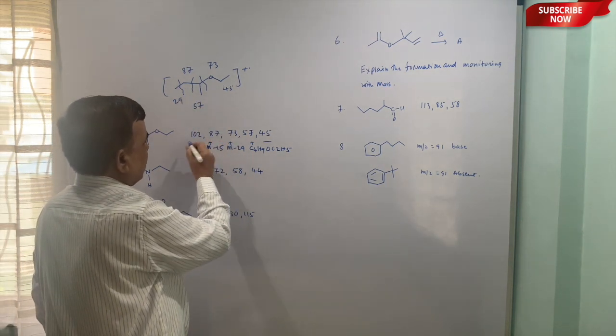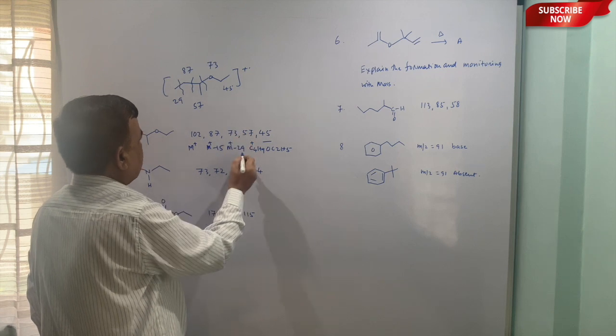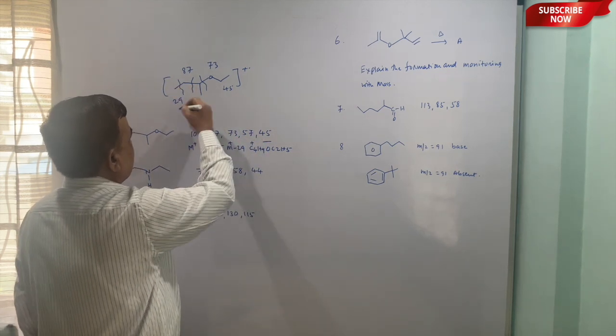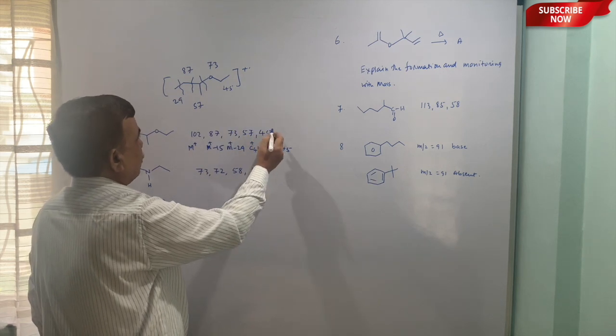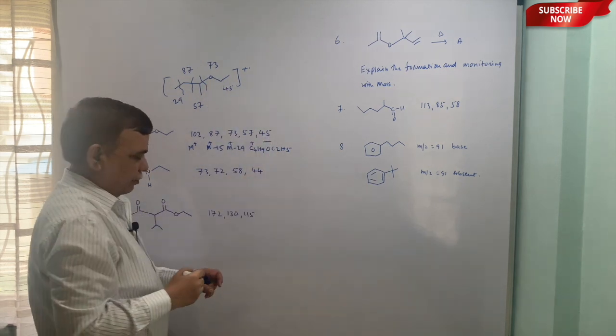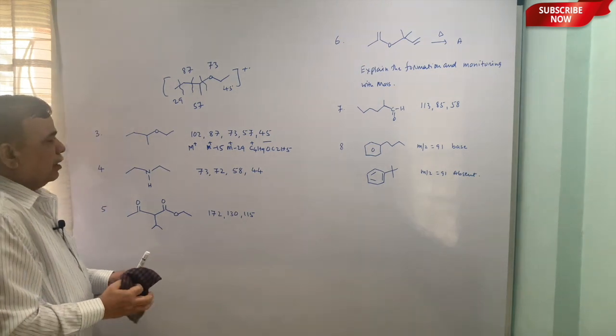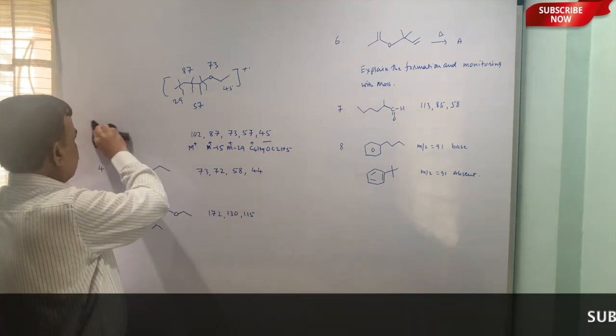87 is when methyl is lost. 73 is when ethyl is lost. 57 is this carbon skeleton C4H9, and 45 is OC2H5. So that is how the fragments are required. You can always show this.